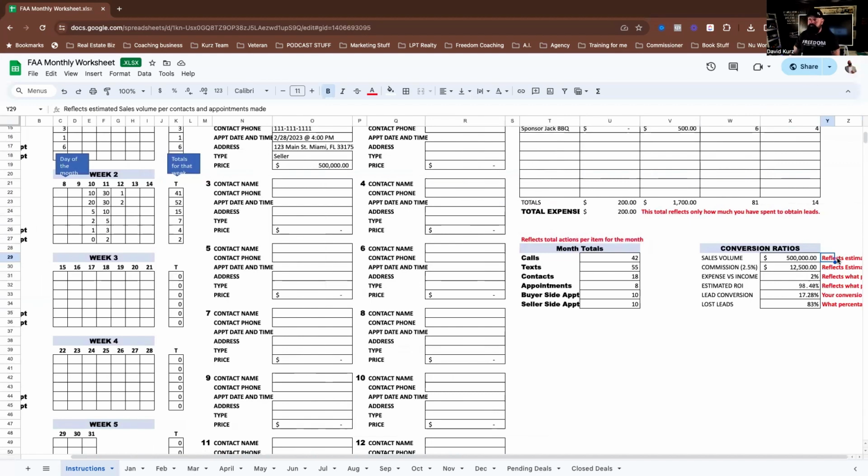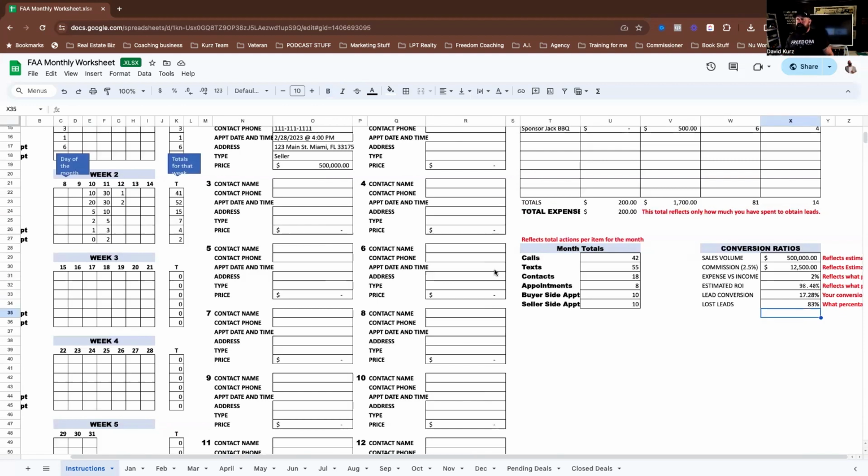reflectively, okay? So this one reflects estimated sales volume per contacts and appointments made. This one reflects estimated commission and above sales volume. This reflects the potential income and expenses for your attracted leads. This one reflects the percentage of profit you will receive from the potential income and leads. This one reflects your conversion rate to closing rate on leads. And this reflects how many leads you were not able to convert.